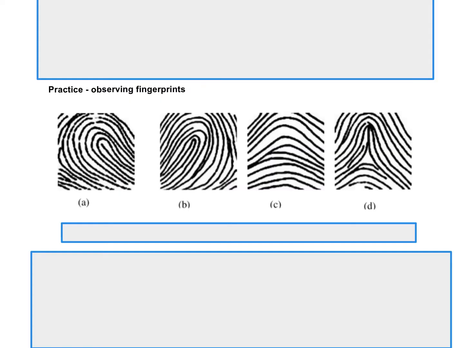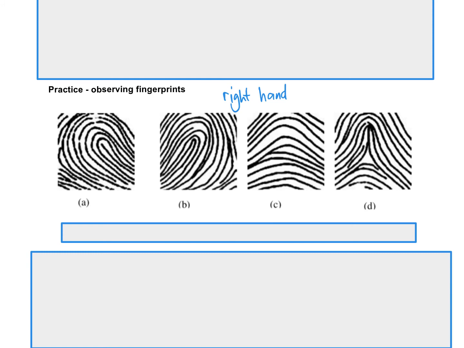Right, after learning some basics about the fingerprint, the ridge characteristics, I have a few fingerprints for you to practice. Try and observe them. These belong to the right hand, the prints that are produced by the right hand. So pause the video, observe the prints, and come back to the video and we'll discuss the answers.